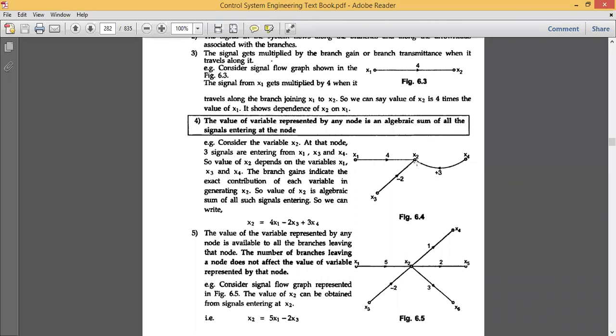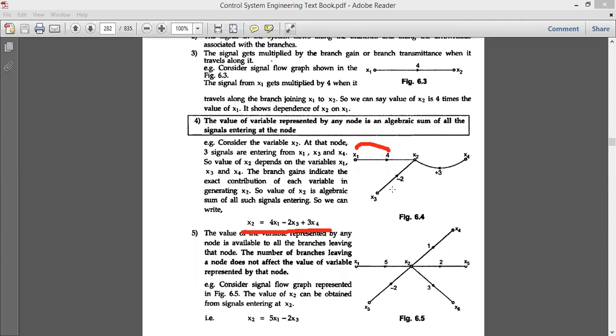How to write the equation? x2 is equal to 4x1. So x2 is equal to 4 multiplied by x1. This is the property that says branch gain should be multiplied with the input. So 4 is multiplied with x1. So 4x1 minus, why is it minus?